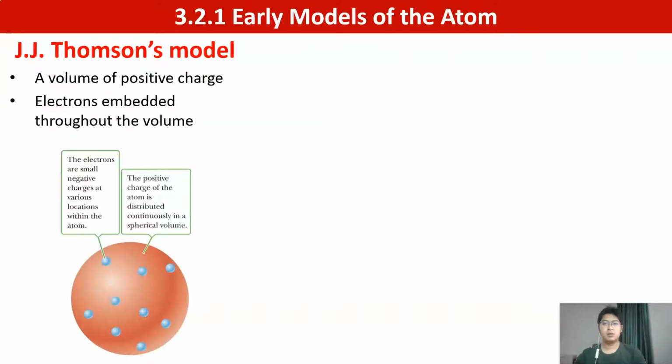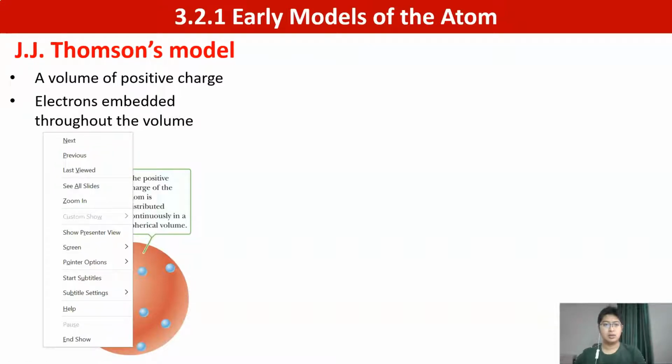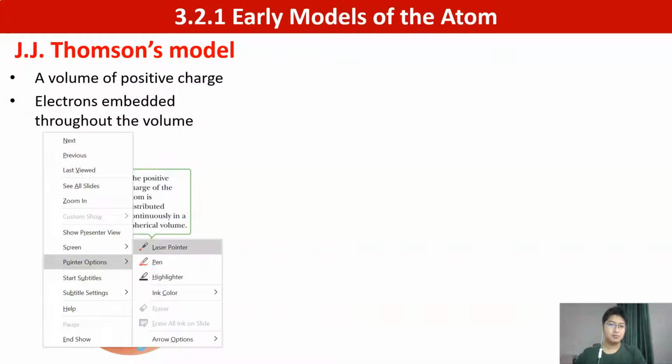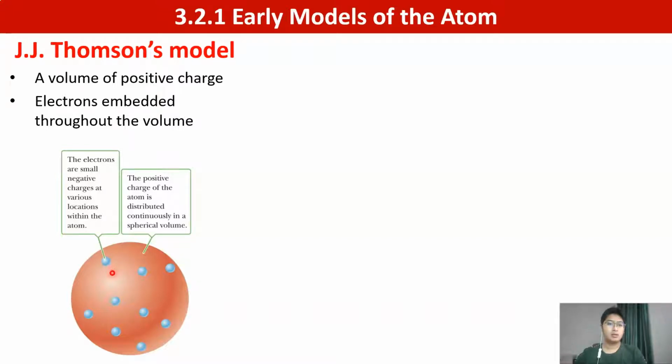So we begin with the early models of the atom. The first one is J.J. Thomson's model, one of the earliest models of the atom. We usually call this the plum pudding model because it looks like pudding to most people. The electrons are small negative charges at various locations within the atom, and the positive charge of the atom is distributed continuously in the spherical volume.